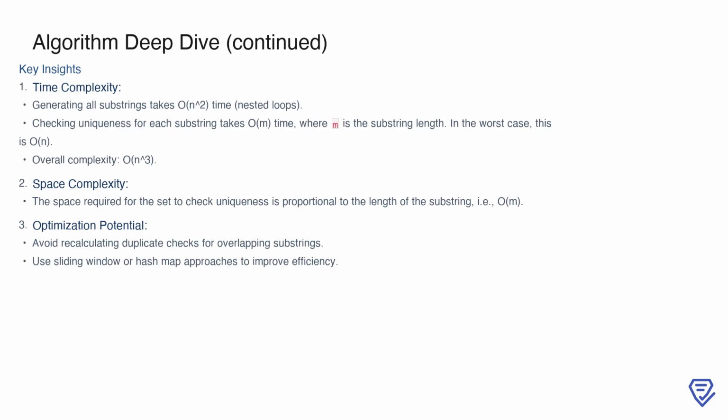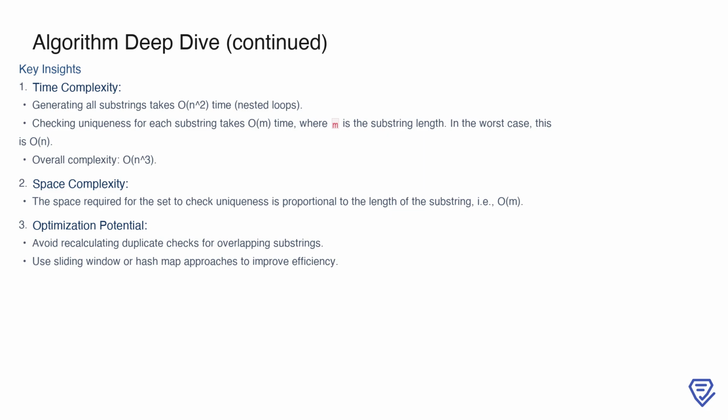Generating all substrings requires O(n²) time, as we use nested loops. Checking the uniqueness of each substring introduces an additional O(m) complexity, where m is the substring's length. In the worst case, this could be as high as n, resulting in an overall time complexity of O(n³). Space complexity is proportional to the size of the set used to check uniqueness, which is O(m).